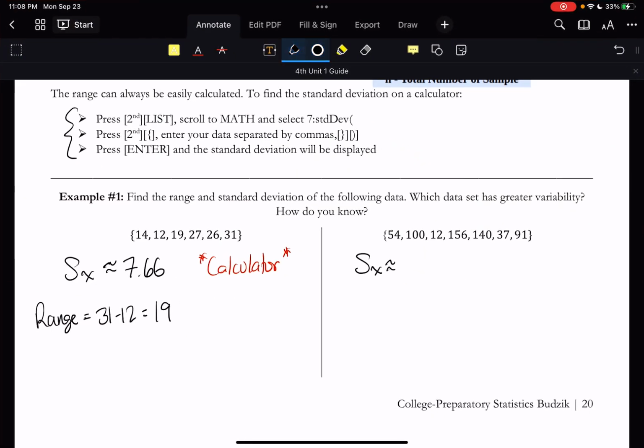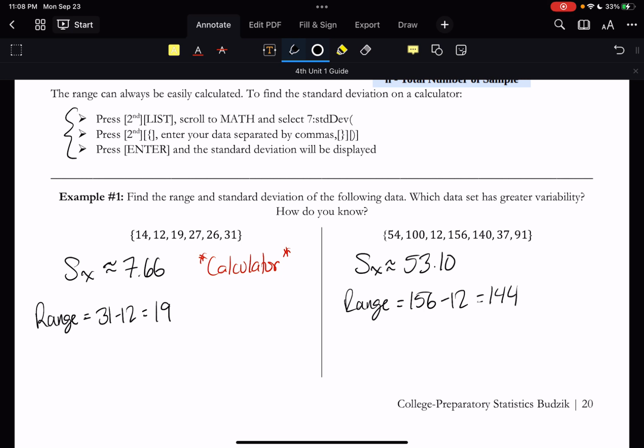So I got 54, 100, 12, 156, 140, 37, and then 91, close my parentheses, and then hit enter. That gives me a standard deviation of about 53.10 if I round that. And then working with the range, again, that's my maximum minus my min. So my maximum is 156. My minimum is 12. So 156 minus 12 gets me 144.